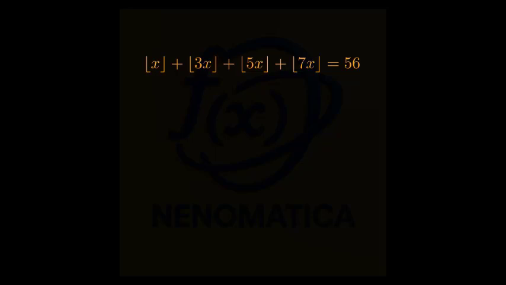In this lesson, we will solve the floor function equation by following a clean, step-by-step algorithm. Here is our problem. Floor of x plus floor of 3x plus floor of 5x plus floor of 7x equals 56. We'll write floor using left floor and right floor brackets on screen.